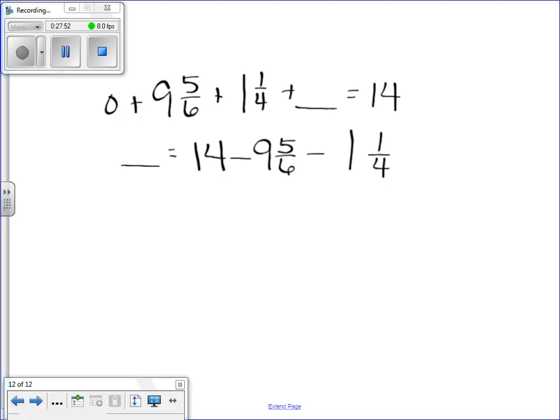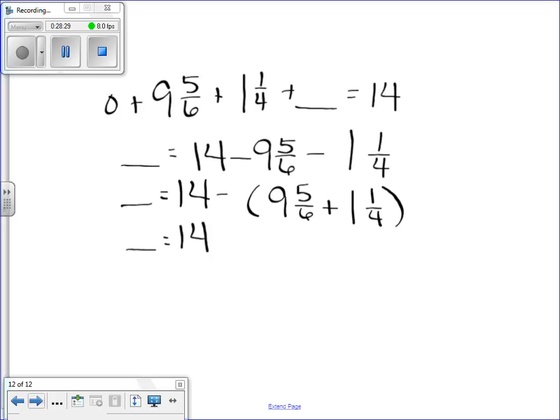So now that I'm doing subtract, because I like it better and it's easier, I'm going to combine these two in the back. So I've got my 14 out. 9 and 5/6 plus 1 and 1/4. That's what I'm doing. I'm combining them so that I can subtract my total. So, common denominator? 12. The smallest one I can do. So, my numerator would be 10. Numerator would be 3.